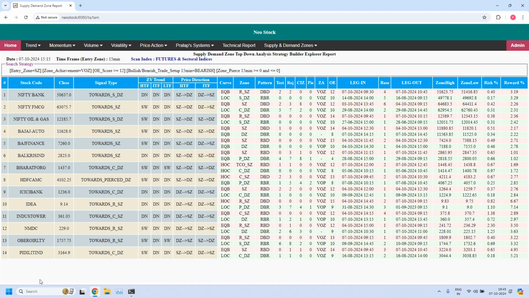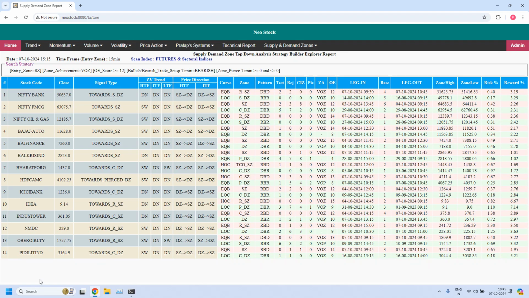All the three filters are applied to 15 minute supply zone. 14 stocks are filtered. All these 14 stocks are currently supporting bearish trade setup for daily income trade, entry time frame 15 minutes. Nifty Bank is also currently supporting bearish trade setup for daily income trade. Now let's verify out of these 14 how many are having ITF confluence.